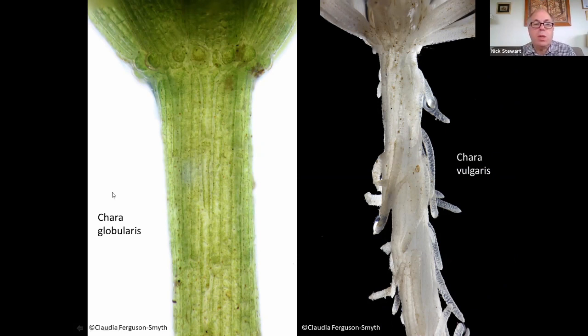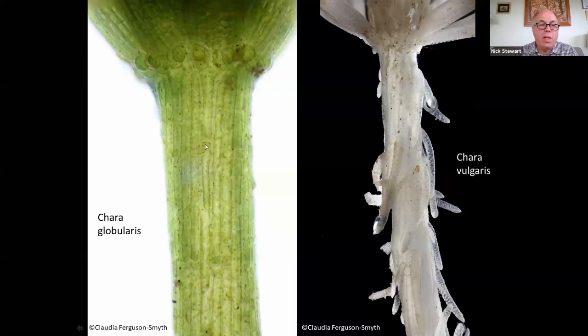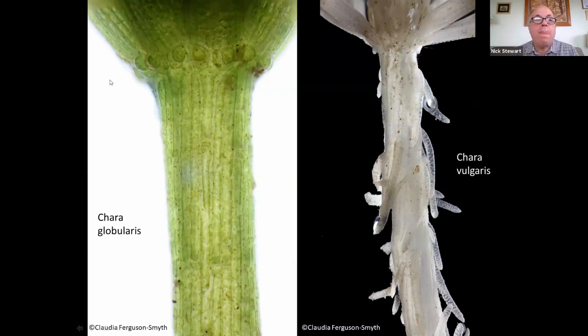Whereas this one here, which is Chara globularis, has virtually nothing. If you look very closely, that is probably a spine cell there. But to all intents and purposes, they're invisible. And you can see again here the stipulodes are just little round balls, hardly developed at all. Whereas up here you can see, not so clearly, that there is a little collar of stipulodes, and in fact both sets are developed there.